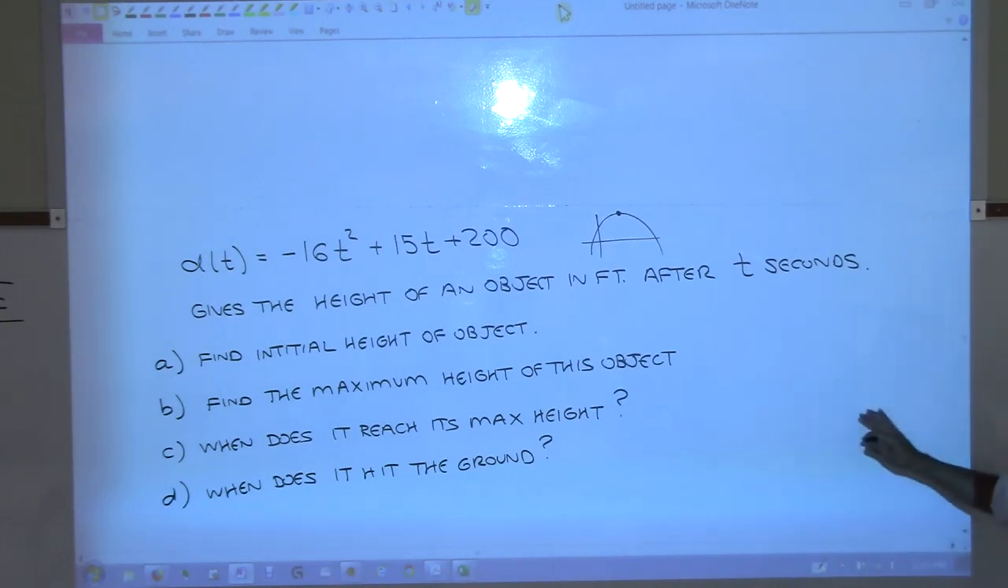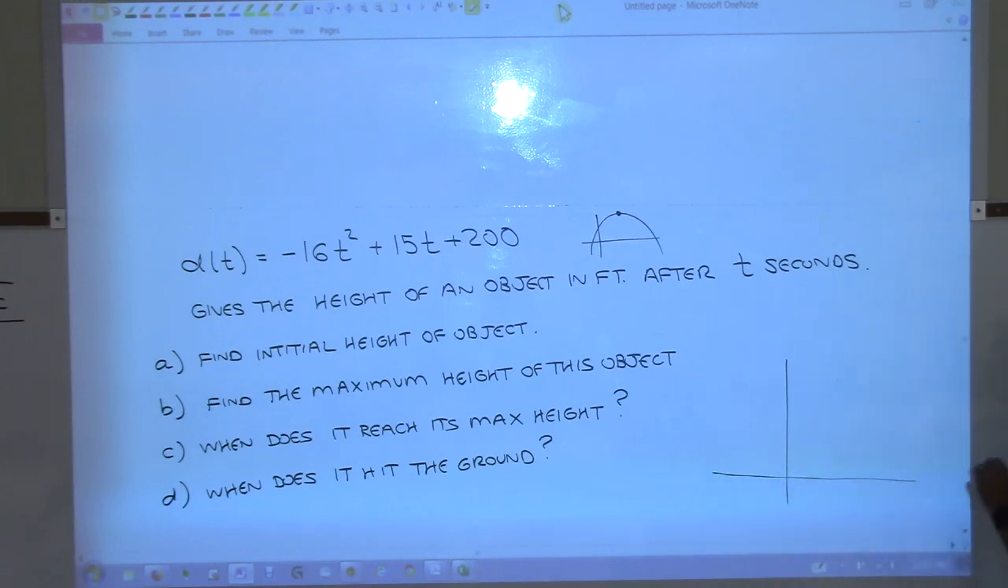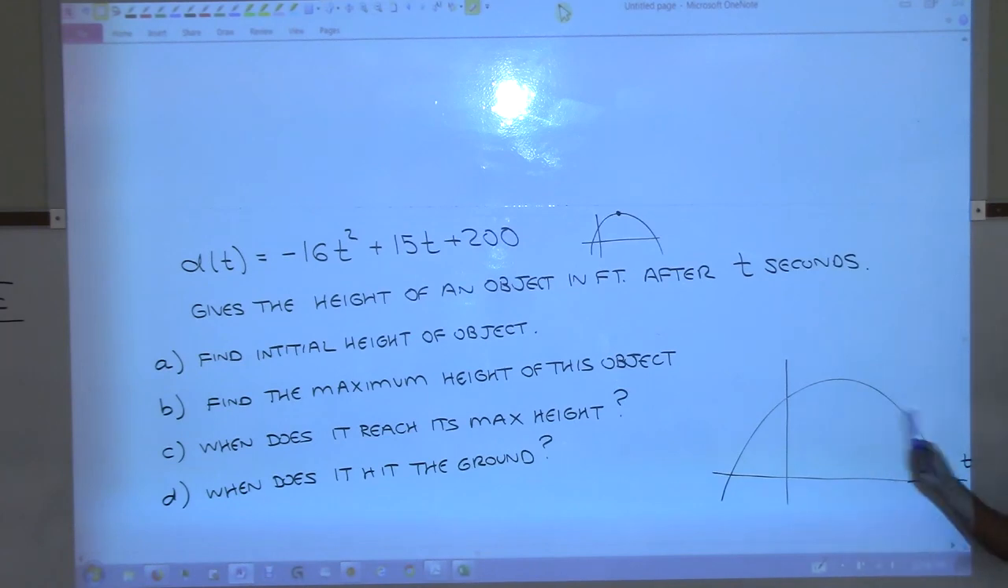So I'm going to draw a quick picture over here. This is a parabola that opens down, right? T is our variable instead of x. So what is part A of this problem asking for on this picture? The initial height. So if time is this axis, the initial height would correspond to what part of this picture?